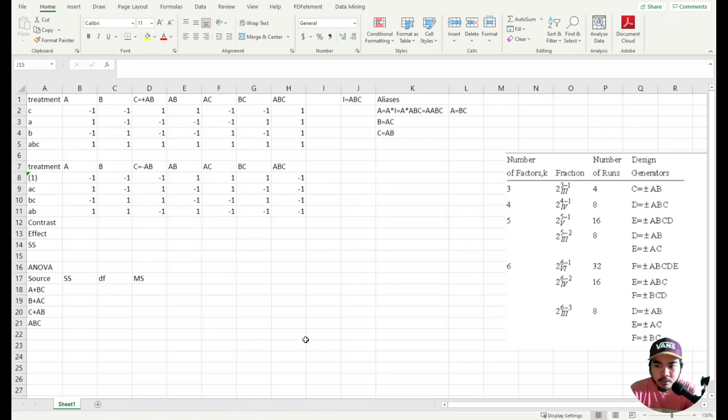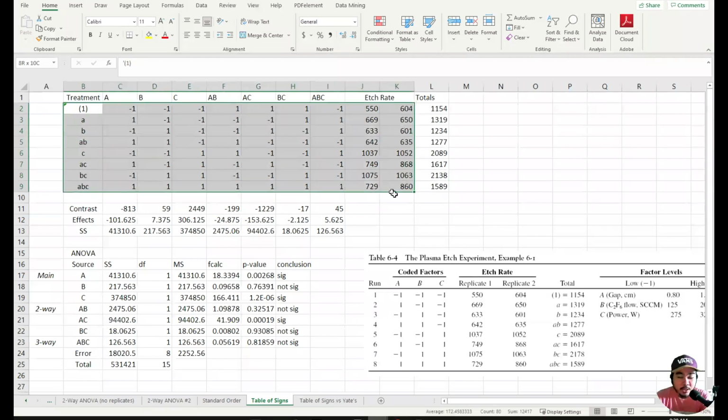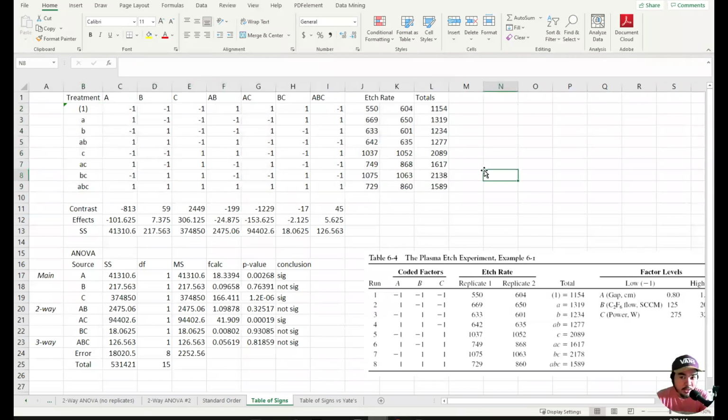So we start with something simple lang muna, no? And ito yung ginawa natin last meeting. So ang gagawin lang natin is i-reduce nyo lang. So from 2 to the 3 design, gawin nyo siyang 2 to the 3 minus 1. Tapos check nyo kung ano yung magiging ANOVA table niya. Okay? So I've already uploaded this. Tapos i-upload ko na lang yung question para may guide kayo.